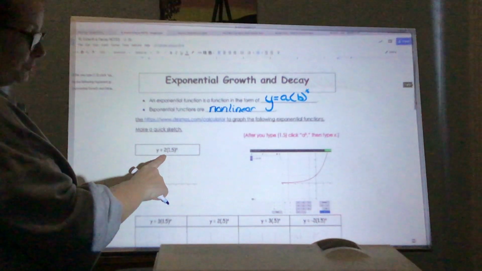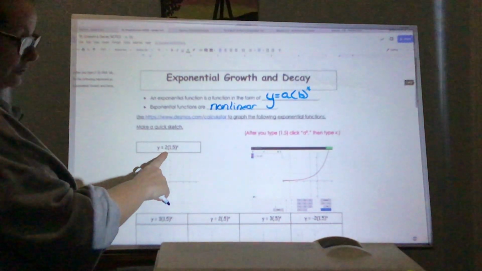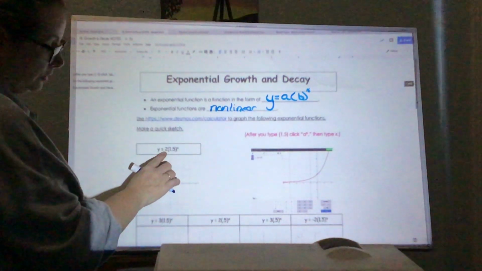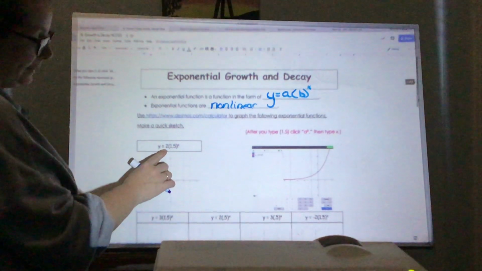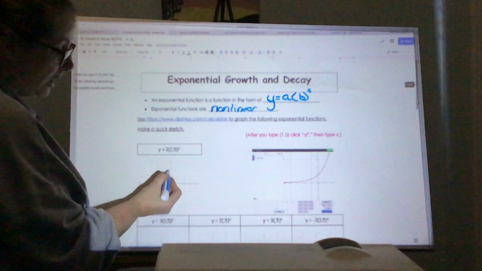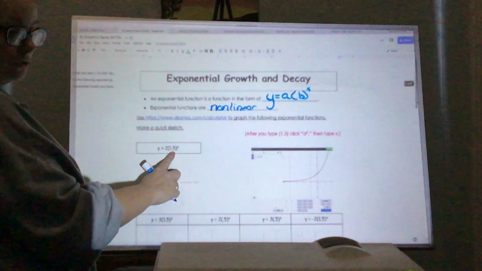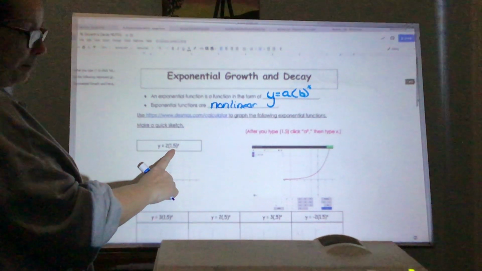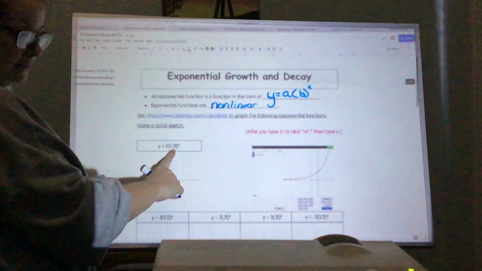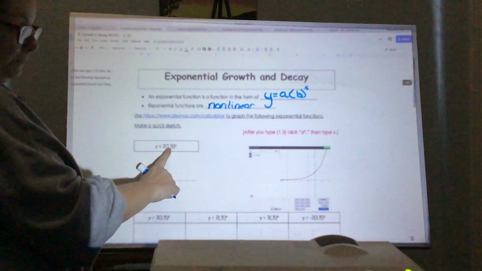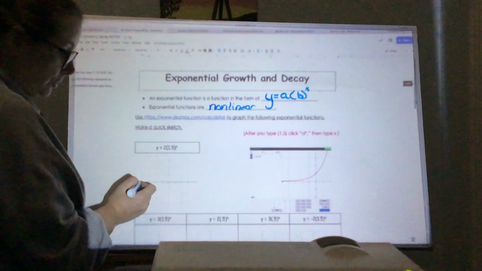When you graph this one, you should have noticed that this number here was your y-intercept. So for this graph, it crossed y at 2. And this number here tells you if it grows, if it goes up, or if it decays, it goes down. This number is greater than 1, so it was going up.